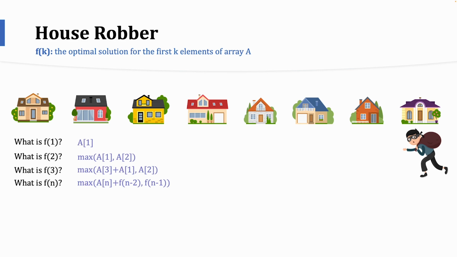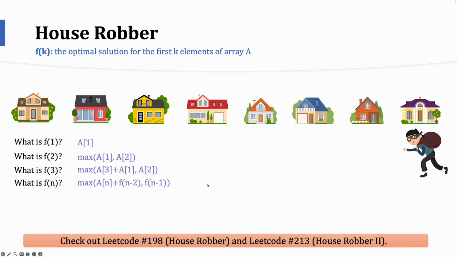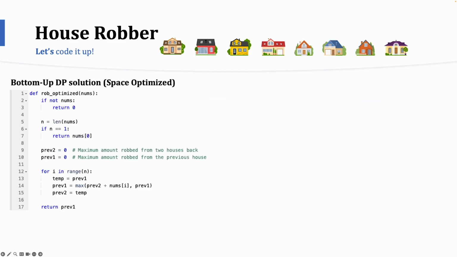If you look at this formula, it's already a recursive formula, and we should be able to code this up quickly. But for those of you who are interested to see another variant of this problem, look into House Robber 2. There is also House Robber 3. I have the LeetCode numbers for you here so that you can explore. But let's code this up. So the bottom-up DP solution, I want to just go bottom-up right away.